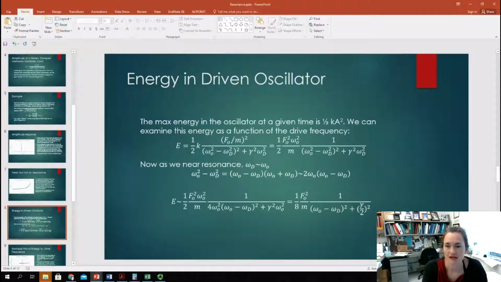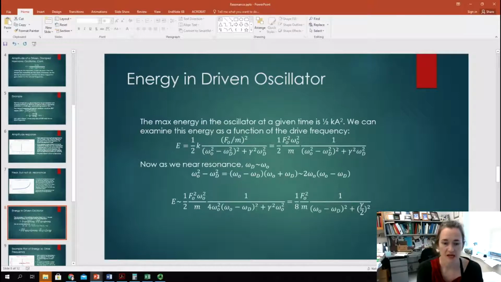Now, carrying that through so that we're still looking at the energy near resonance, I can say that the energy near resonance is approximately equal to 1/2 f naught squared omega naught squared over m, that's the stuff out front, that hasn't changed, but now I can plug in 2 omega naught times omega naught minus omega d into this square here. So if I do that, that becomes 4 omega naught squared times (omega naught minus omega d) squared, right? And then plus gamma squared, and now if omega naught is approximately the same as omega d, I can just sub in for that. So it's gamma squared times omega naught squared.